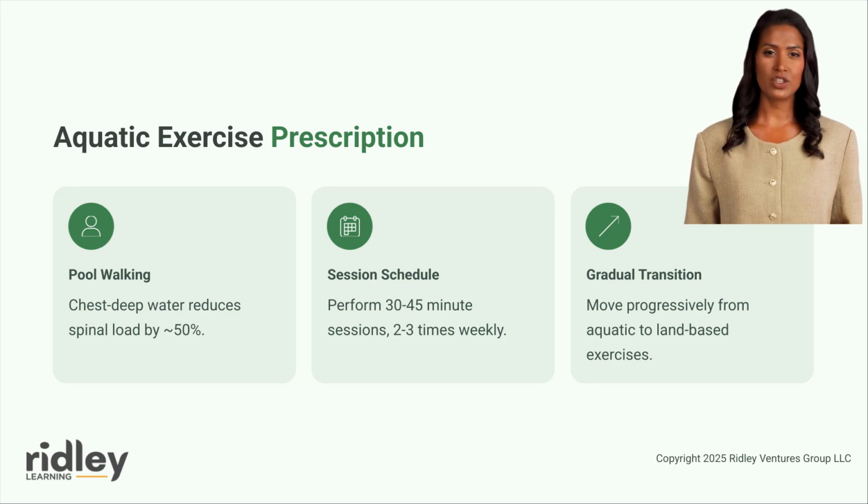Aquatic therapy protocols for stenosis typically include pool walking in chest-deep water, which reduces spinal loading by approximately 50% compared to land ambulation. Flexion exercises including knee-to-chest movements and trunk curls can be performed using the pool wall or noodle floats for support. Lower extremity strengthening through squats, leg lifts, and step exercises take advantage of water resistance while minimizing joint stress. Session duration of 30 to 45 minutes performed 2 to 3 times weekly provides appropriate dosing for most patients. Transition from aquatic to land-based exercise should be gradual, with many patients benefiting from continued aquatic sessions even as they progress to land-based activities.